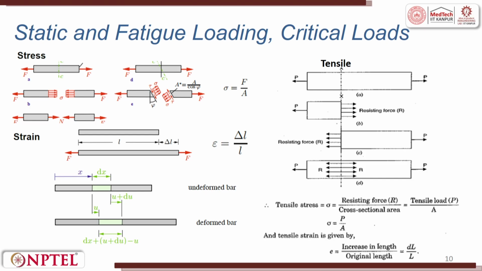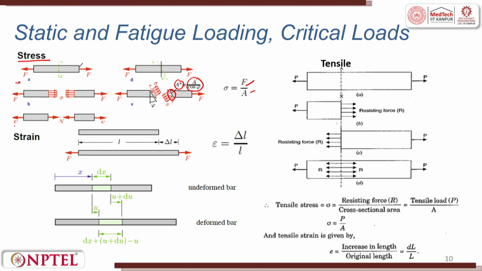Now let us move to the static and fatigue loading. So just to recall the general relationships that we have, this is stress when force is acting in two opposite directions, or the force could also be applied in the same direction, that is compression. So the stress here is force per unit area, where area is given here. If it is inclined, the area becomes A by cos phi. Phi is the angle at which this is breaking. So this is stress, with the force in different directions.